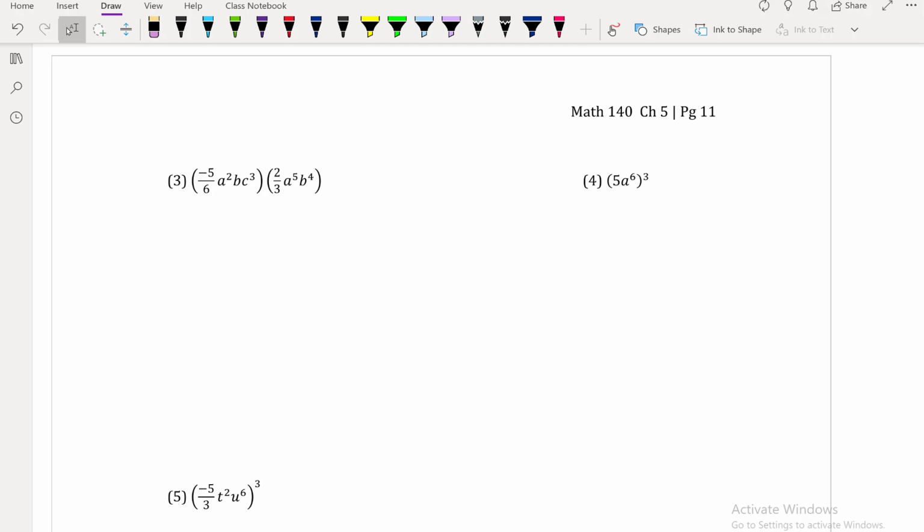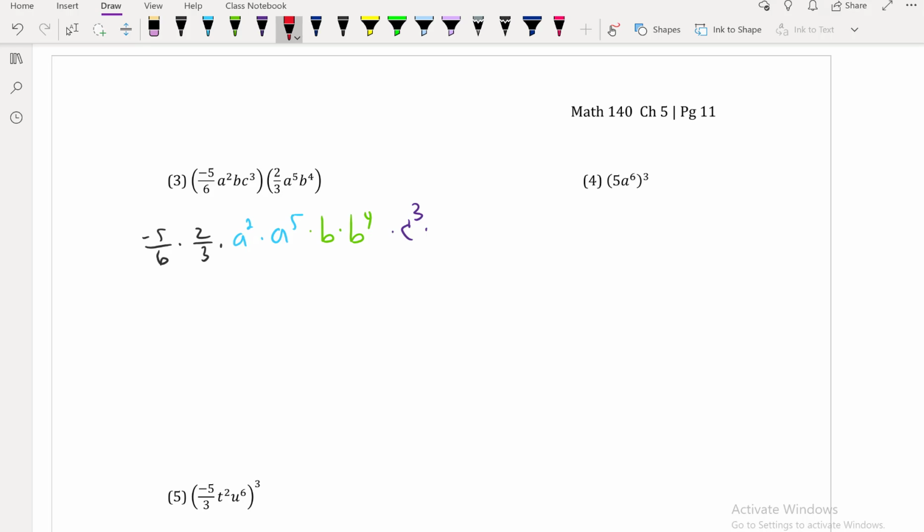Likewise, for number 3, I'm going to rearrange this a bit. So I have a negative 5/6 times a 2/3. Now I have an a squared and an a to the 5th power. I have a b times a b to the 4. And I also have a c cubed, and that's it. So I have my 2 a's, I have my 2 b's, and I have my 1 c. So now I'm just going to multiply.